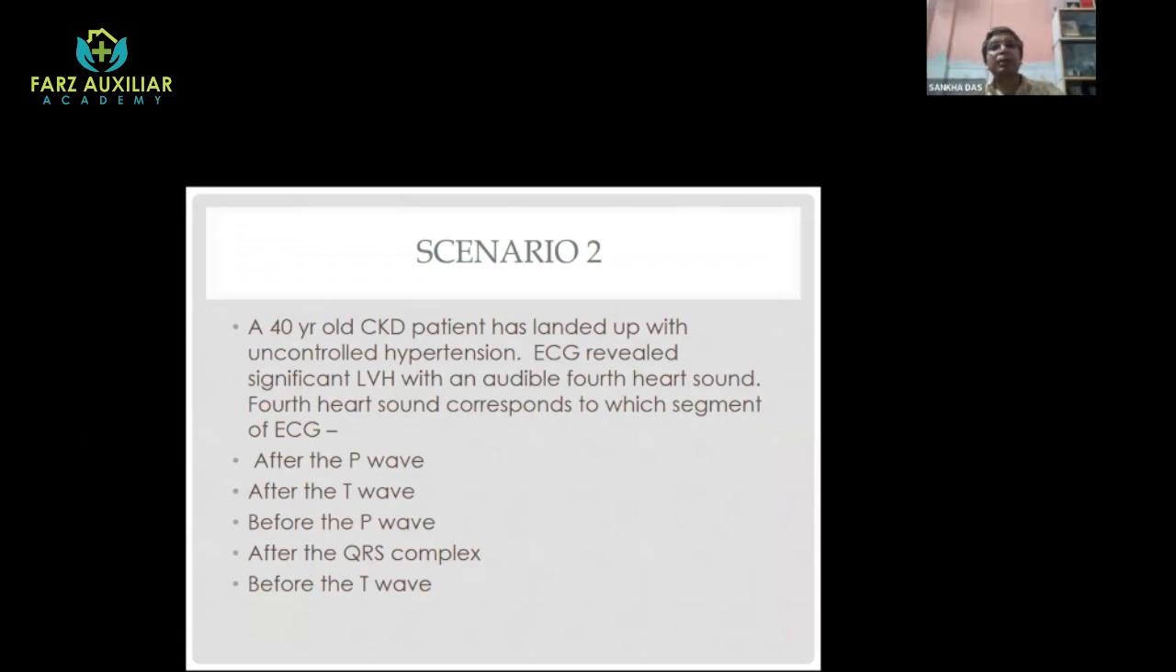So this is one more question for you. A 40-year-old CKD patient has landed up with uncontrolled hypertension. ECG revealed significant left ventricular hypertrophy with an audible fourth heart sound. Now, the fourth heart sound corresponds to which segment of the ECG? After the P wave, after the T wave, before the P wave, after the QRS complex, or before the T wave.